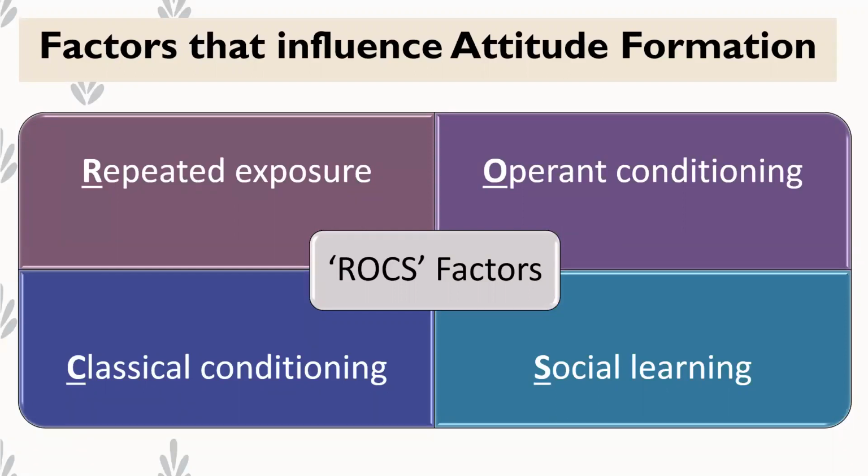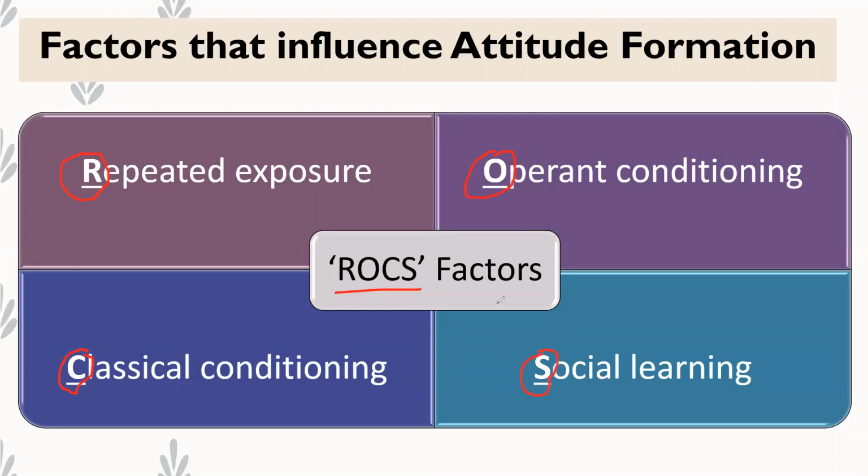Now you can use the memory tip ROCS to remember the four factors that influence attitudes. If you look at this diagram on the slide now, R is for repeated exposure, O is for operant conditioning, C is for classical conditioning, and S is for social learning.